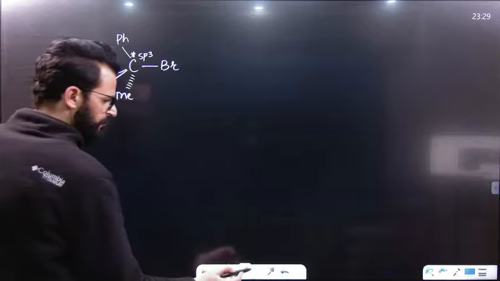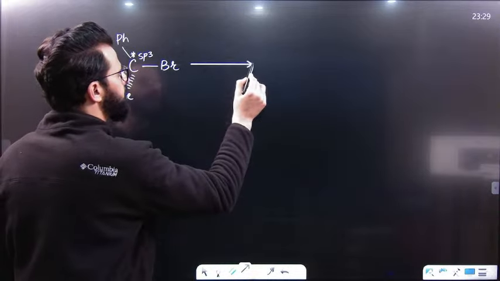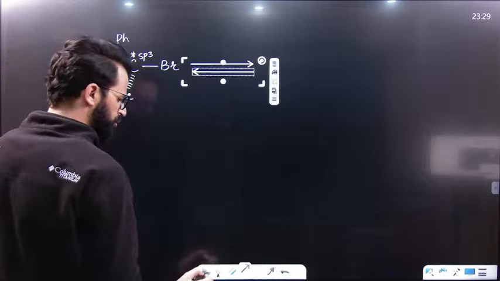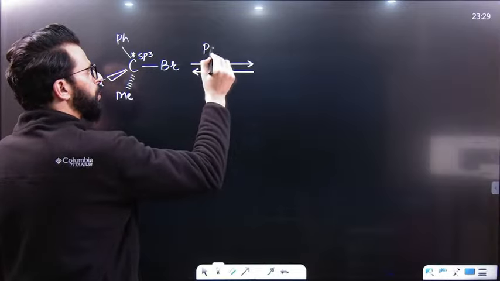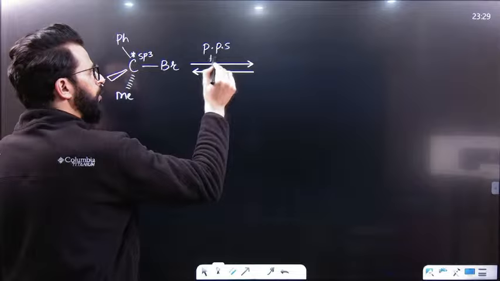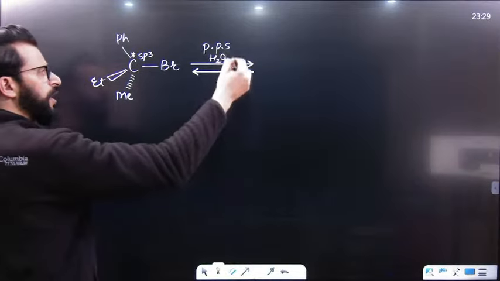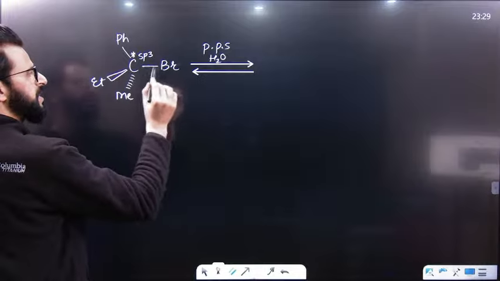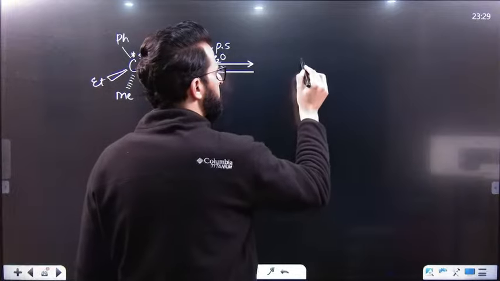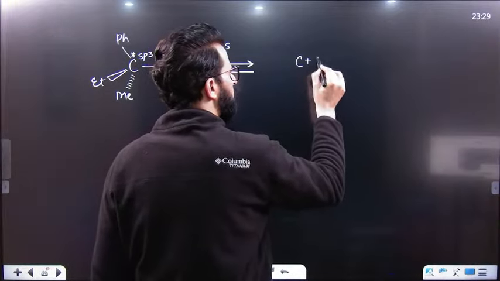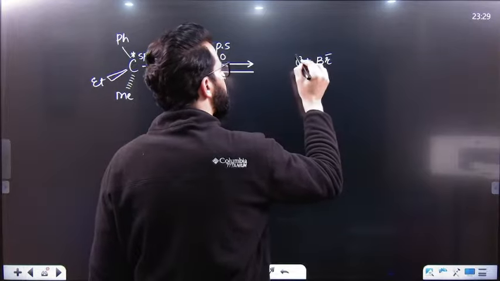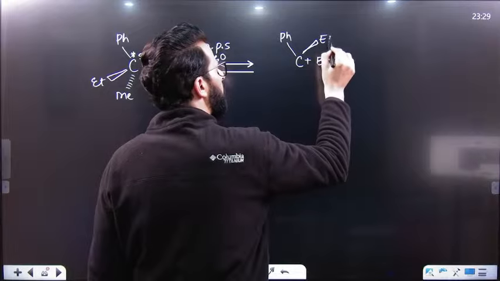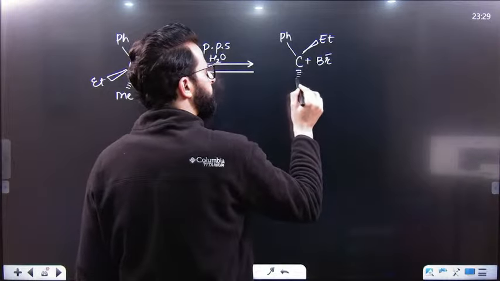Now, when it is treated with water, I mean to say, if it is taken in polar protic solvent, for example water, what will happen? This polar protic solvent will help in cleavage of this C-X bond, and it will result in the formation of C with a positive charge and Br with a negative charge, and its Ph, ethyl and methyl groups are like this.